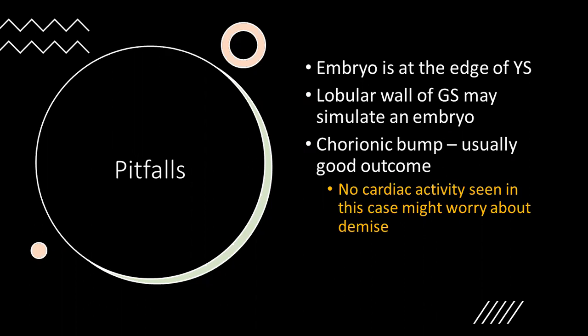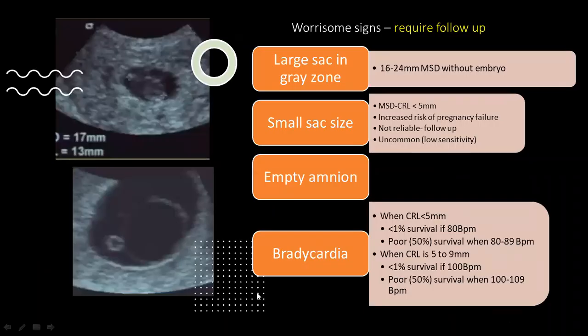So whenever you see a chorionic bump, please make use of your color Doppler, because in some cases this might be a mass, maybe a choriocarcinoma, chorioangioma, or any uterine mass. So turn on your color Doppler and make sure that there's no flow in that chorionic bump. And in cases where we see the chorionic bump and then we don't see any cardiac activity, this makes us worry about embryonic demise.